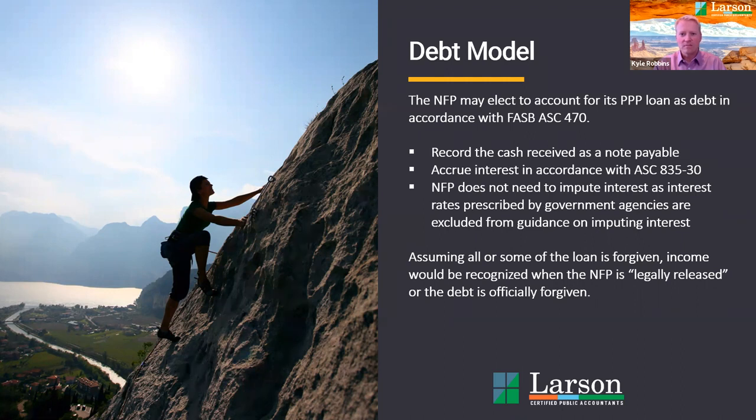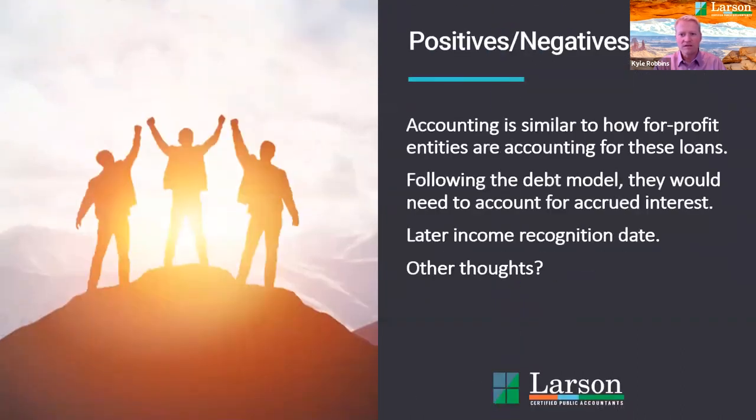All right, so that's the debt model. Some positives and negatives of the debt model. One positive is it's similar to how for-profit entities are accounting for these loans. So you'd be accounting for it similar to a for-profit entity. A negative is that following the debt model, you would need to account for accrued interest. You would want to accrue your interest, and then as it's forgiven, you would recognize that as revenue as well, because the interest is going to be forgiven with the PPP loan.